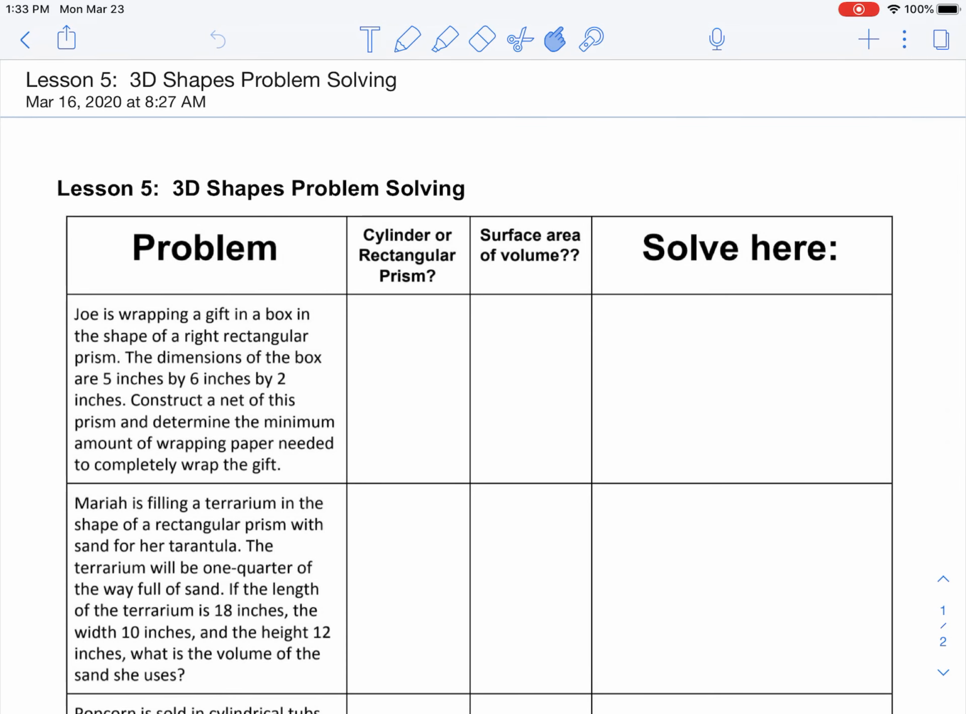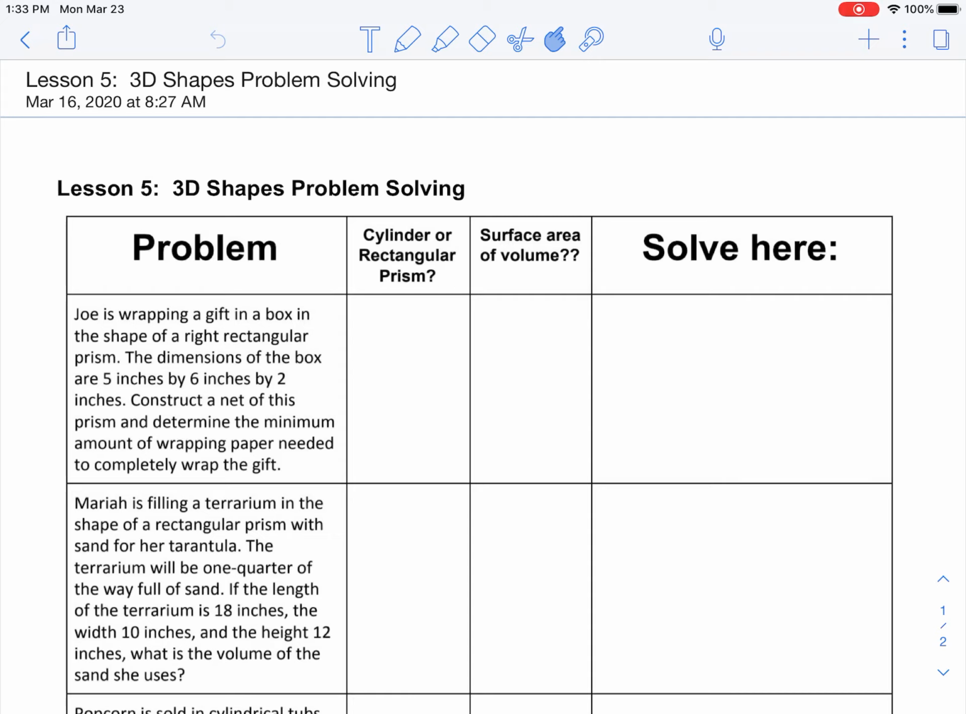All right, so here we are with lesson 5 in the 3D chapter, and this will be our last lesson with anything really relatively new. So today you're not really doing anything new, but we're going to break it down so that you can solve some word problems with three-dimensional shapes.